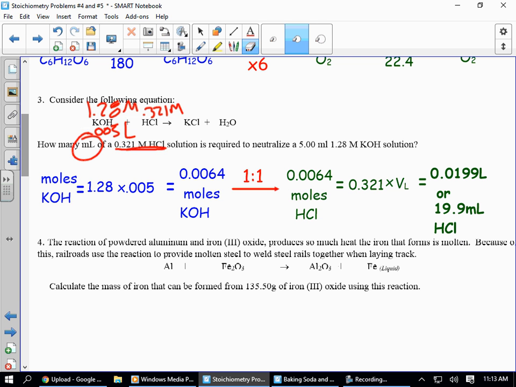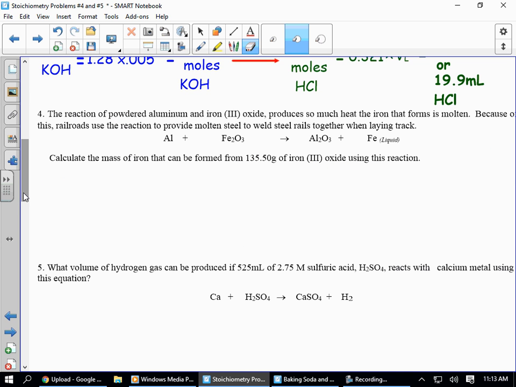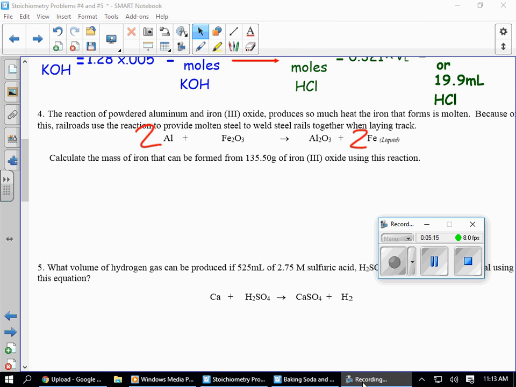Alright, number 4 is nice and challenging. Make sure you take a look at that one. I would make sure you balance it, and then it gives you a little thinking here for the second part. Alright, so balancing looks like a 2, 1, 1, 2. And then we're going to go ahead and write this. Oh, I don't have any of this typed in. Alright, we're going to pause.